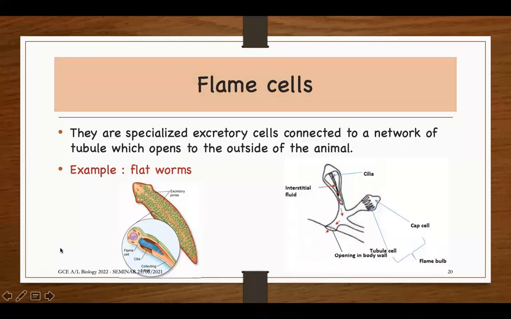Then the flatworm, phylum Platyhelminthes. You have a picture of planaria, and they use flame cells, specialized excretory cells connected to a network of tubules which open to the outside. Sometimes it's called protonephridia as well. We'll use the term flame cells here because it's given in the resource book as flame cells. You can see they have cilia, then the interstitial fluid, there is a cap cell, a tubule cell that makes up the flame bulb, and there's an opening in the body wall to excrete the end products of excretion.